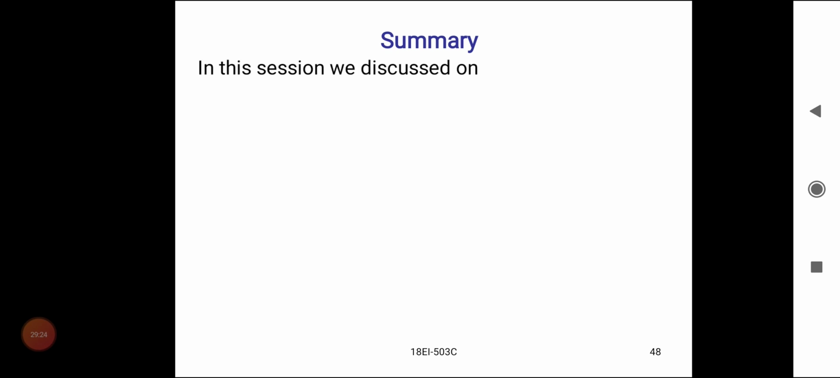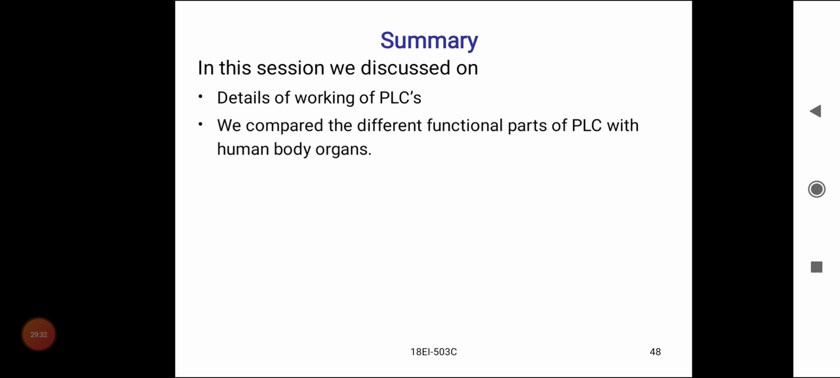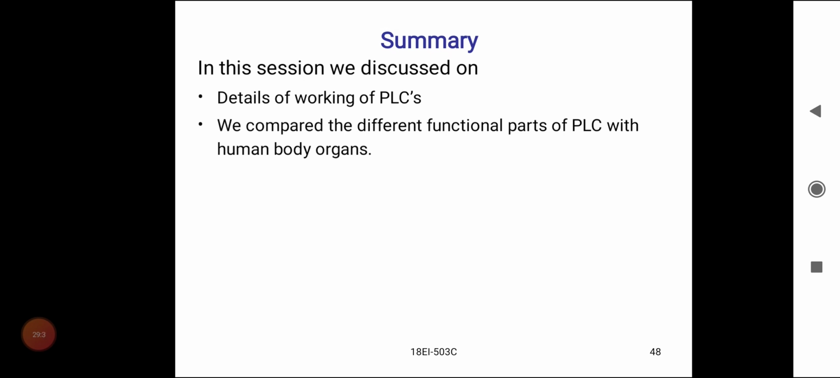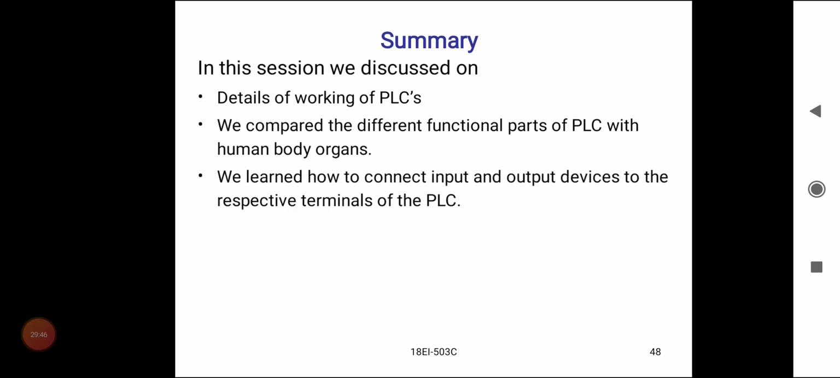Summary. In this session we discussed the details of the working of PLCs. We compared the different functional parts of a PLC with human body organs. We learned how to connect the input and output devices to the respective terminals of the PLC.